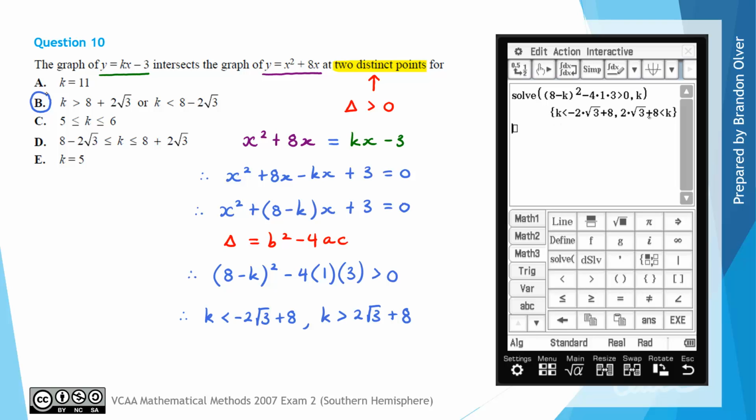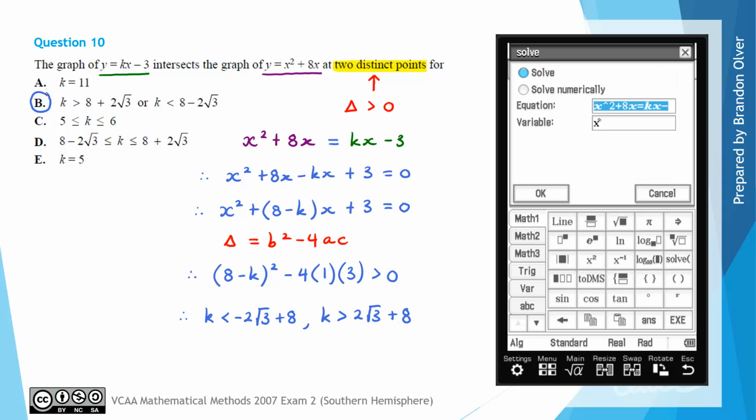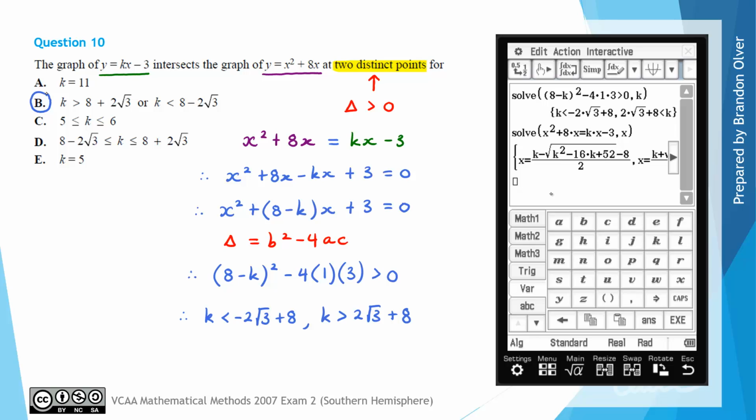So instead of finding an expression for the discriminant and solving it greater than 0 like we just showed, what we can actually do is type in the equation, which was x squared plus 8x equals kx subtract 3. So that's the parabola equaling the straight line. And we can just solve this for x. So we go interactive, equation inequality, solve, and this time we will solve for x. And it will give us these two options that are essentially, if you look at them, a little bit like the general quadratic formula.